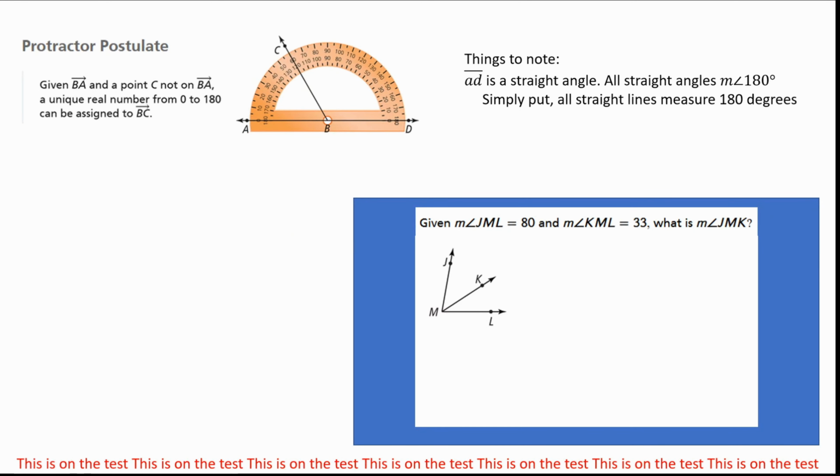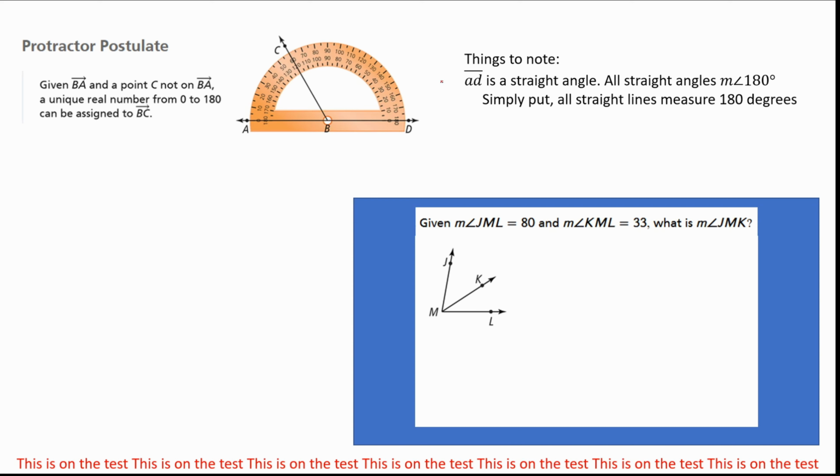All right, let's talk about our second postulate that we're going to learn. This is the protractor postulate. It's very similar to the segment addition postulate, but instead of using segments and adding them together, we're going to be looking at angles and adding them together. It's called the protractor postulate because we use the protractor to measure angles.